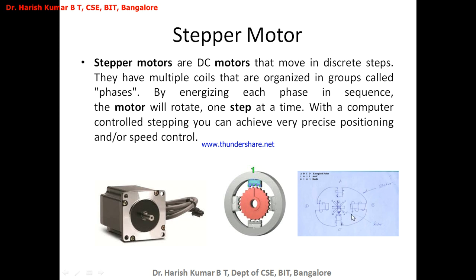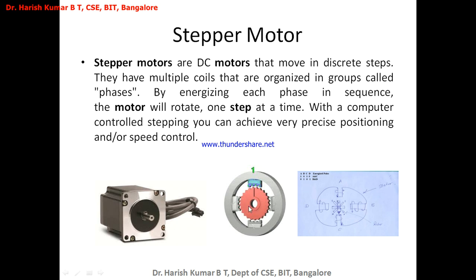The pole A, pole B, pole C, pole D, and each pole has windings. If I take two opposite poles, the windings are in opposite directions. When I energize A and C, if this is acting as the north pole, the opposite will be acting as the south pole. And when I energize B and D, if B acts as the north pole, the opposite one will be acting as the south pole, because the windings are in opposite directions. What you're seeing is the rotor. I've drawn 8 teeth here, but you'll find 50 teeth on this.